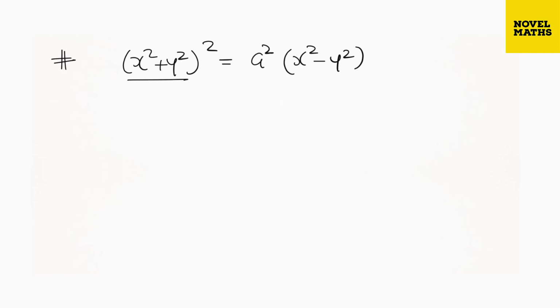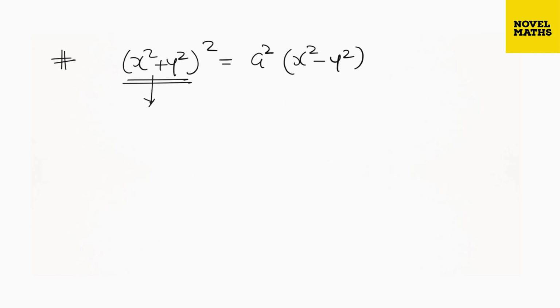This is the last question on converting Cartesian to polar coordinates. x square plus y square is a constant a, and x square minus y square. You can try solving it. Pause this video.